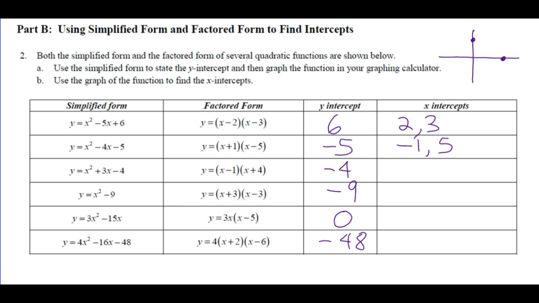Do we put brackets around these guys? No, right? Because an x-intercept and a y-intercept are just numbers, and so 2, 3 is just a list of two different numbers, right? Because you've got an x-intercept at 2, you've got an x-intercept at 3. Okay, this one?